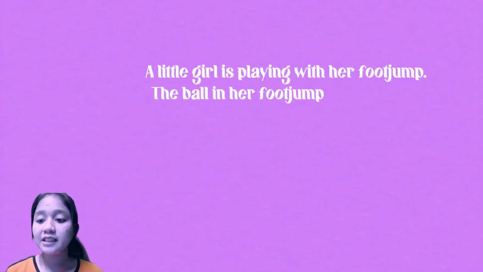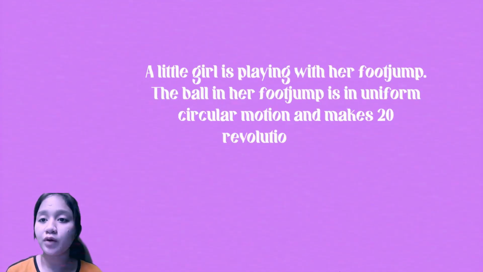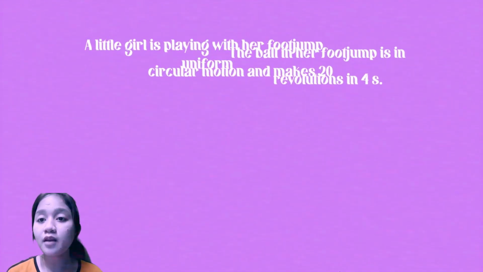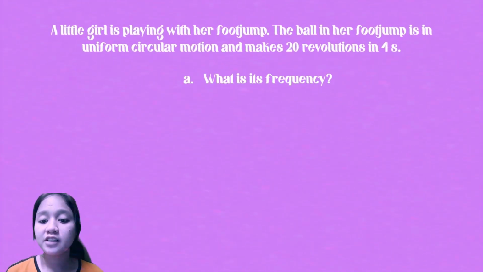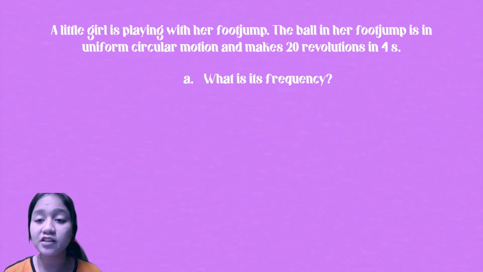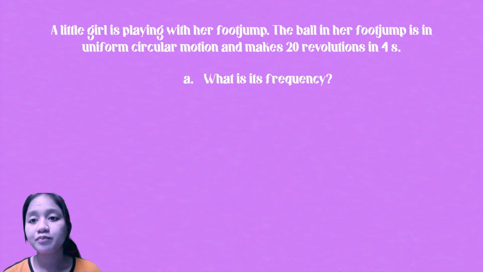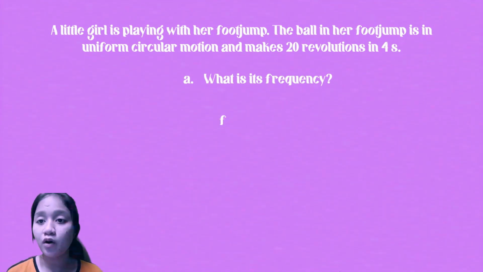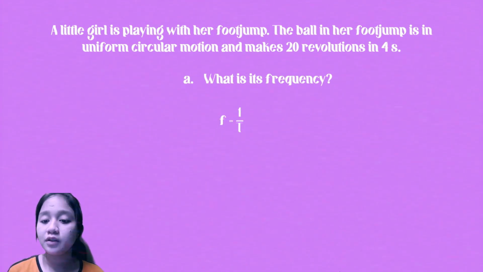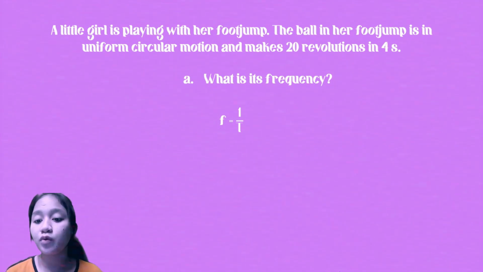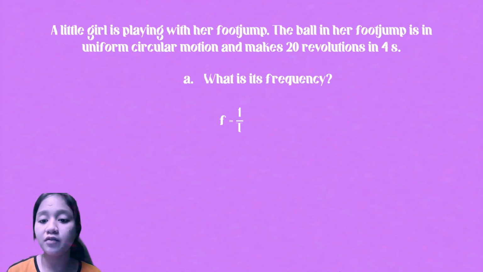So let's have a problem solving. A little girl is playing with her pujong. The ball in her pujong is in uniform circular motion and makes 20 revolutions in 4 seconds. For letter A, what is its frequency? We know that frequency is how many revolutions or complete cycles there are within 1 second. And it is also formulated as 1 over T. So it is mentioned that it makes 20 revolutions in 4 seconds. So we're going to substitute this given into the formula.